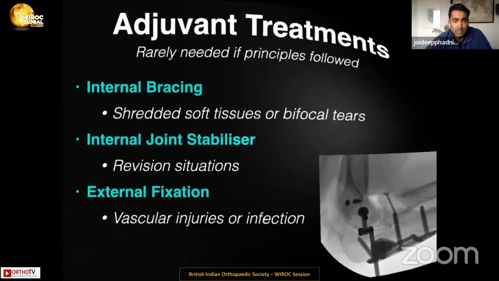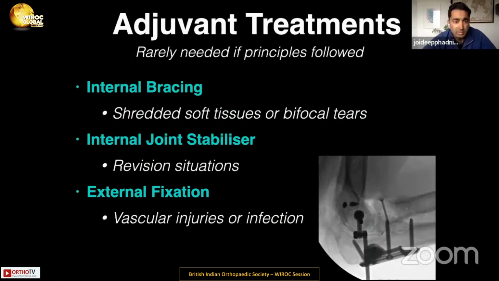So finally, to touch on some of the adjuvant treatments that we might use, the 3 techniques we could use are internal bracing, the internal joint stabilizer, which is a new device, and external fixation. I'm a big fan of internal bracing, especially for very big, heavy arms, or where the soft tissues are shredded, or you have bifocal tears. We can add an internal brace, which is essentially a synthetic suture, either with 2 anchors at the insertion and origin of the ligament, or a proprietary internal brace technique.